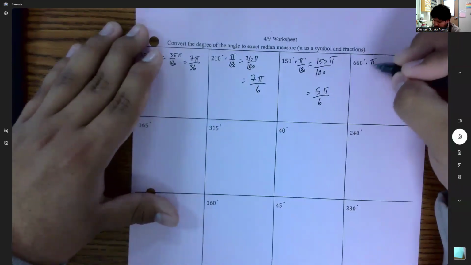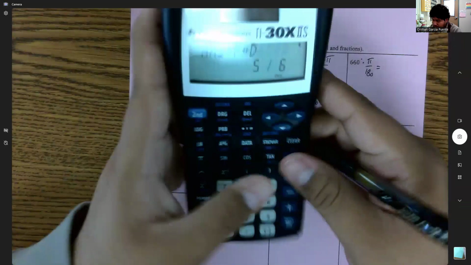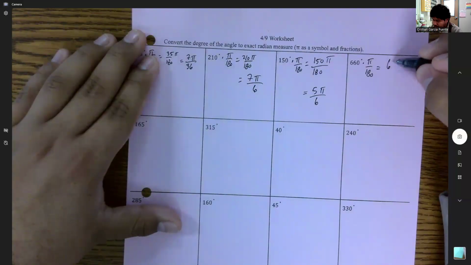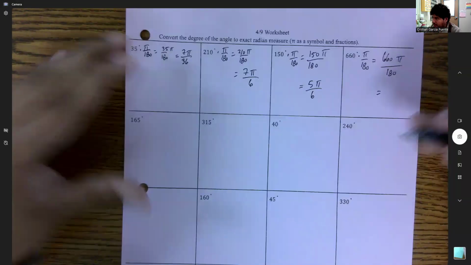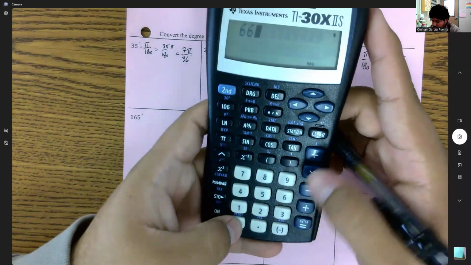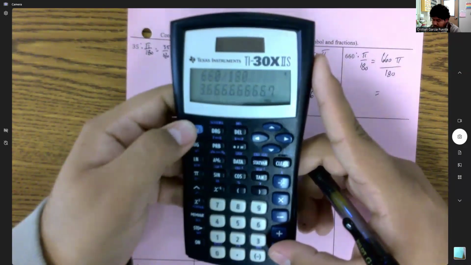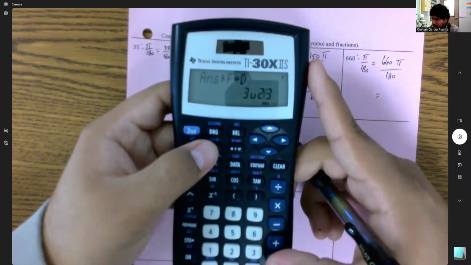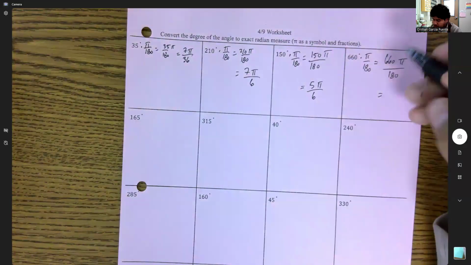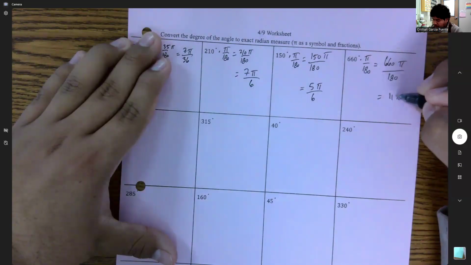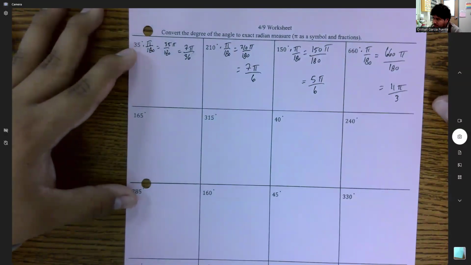Same thing, next one. Multiply by pi over 180. And that's going to be 660 pi all over 180. And now you just put that in your calculator. So 660 divided by 180. That gives you 2.6667. Second PRB, and then change that into another one. We do second ABC. So 11 over 3. So this is just 11 pi over 3. And you're done.